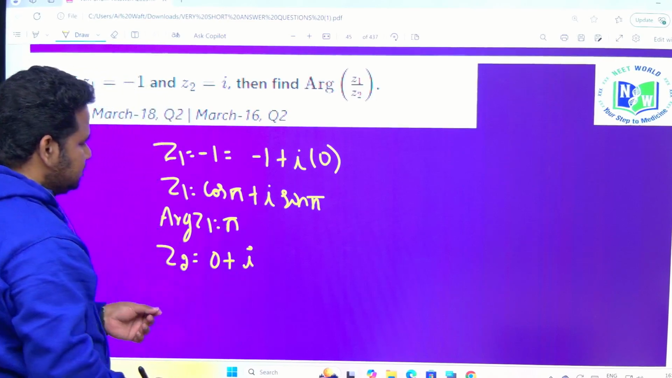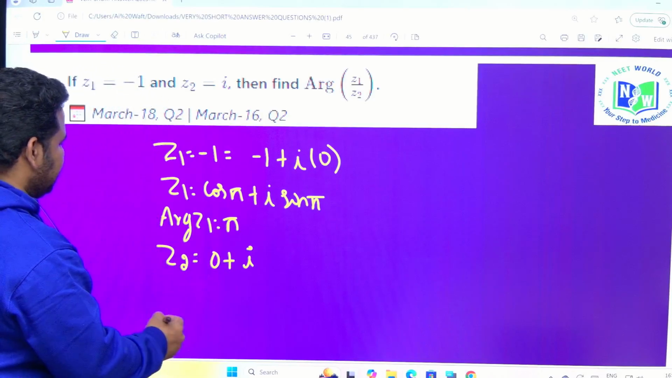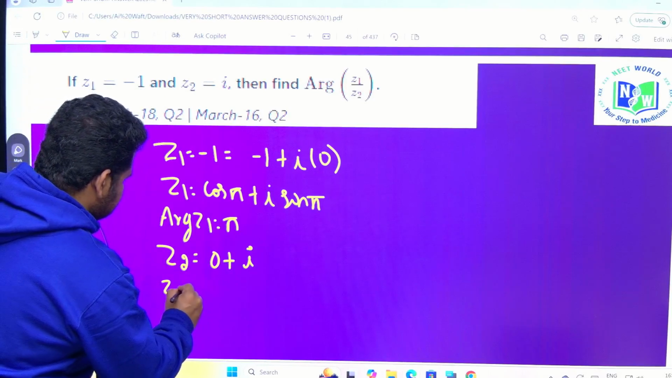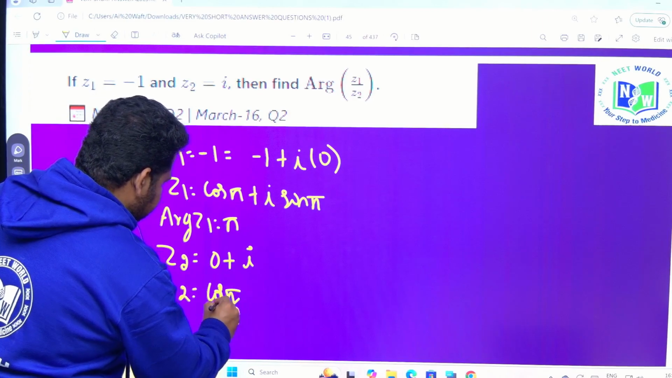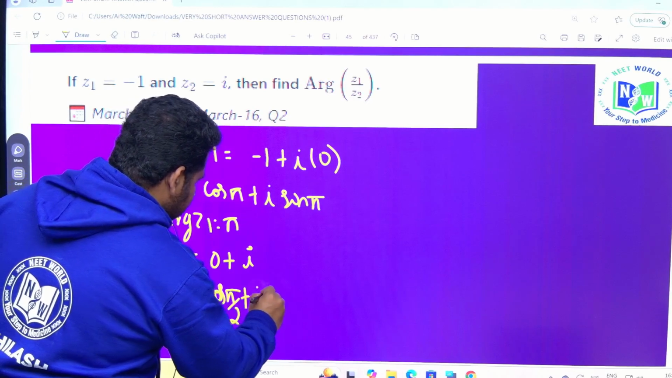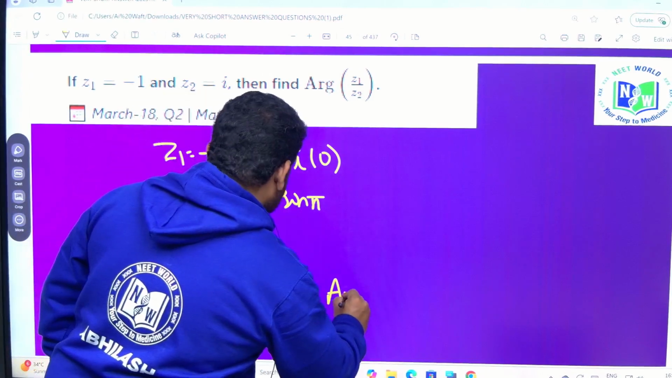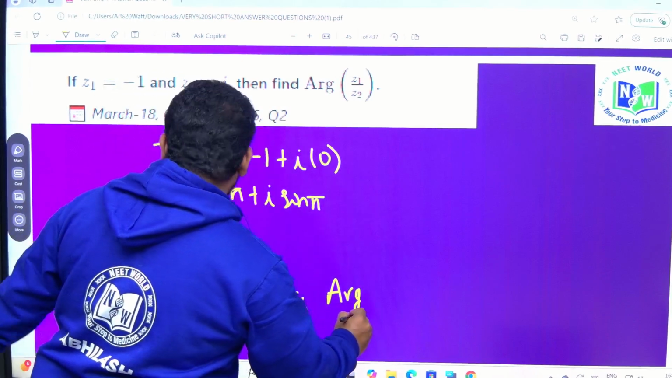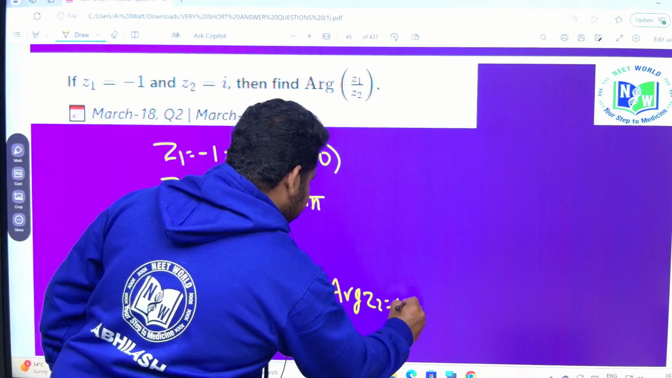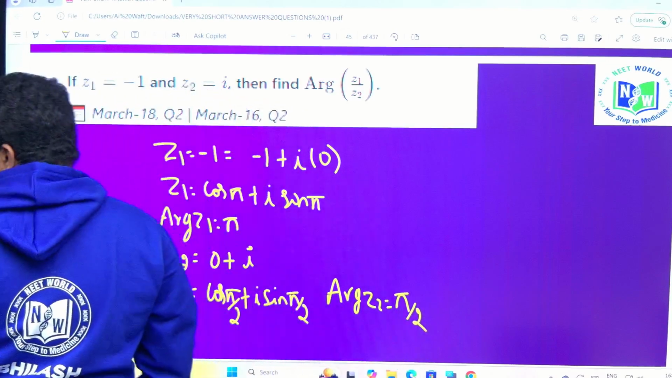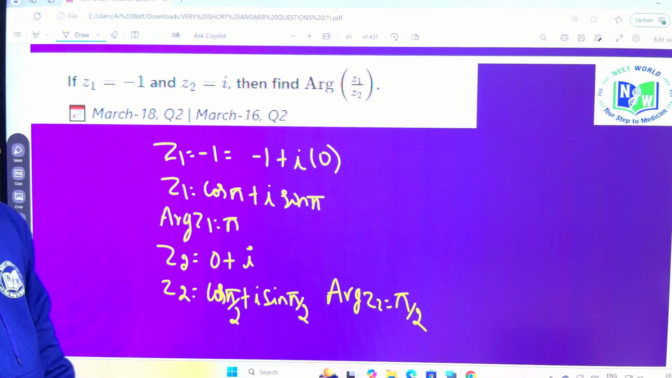0 plus i means 0 plus 1 i. So when I have to get 0, cos should be equal to pi by 2. So this z2 can be written as cos pi by 2, plus i into sin pi by 2. Okay, so argument of z2 will be equal to pi by 2. Argument of z2 will be equal to pi by 2.